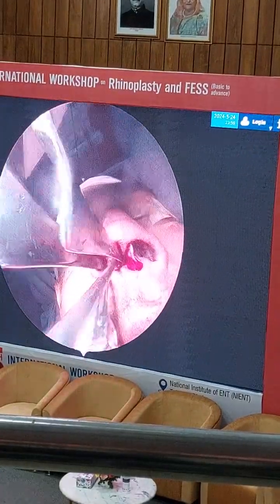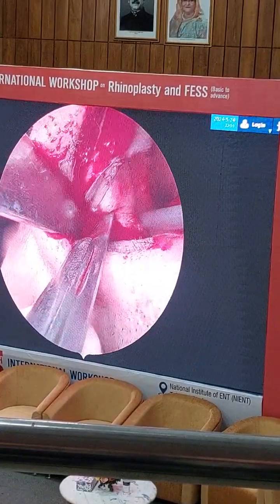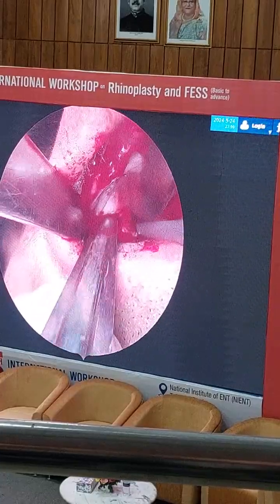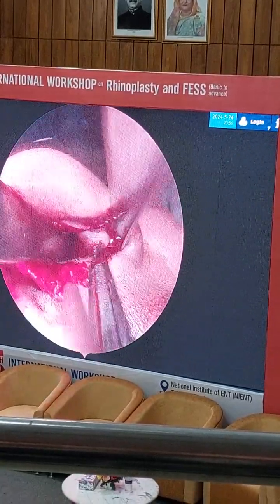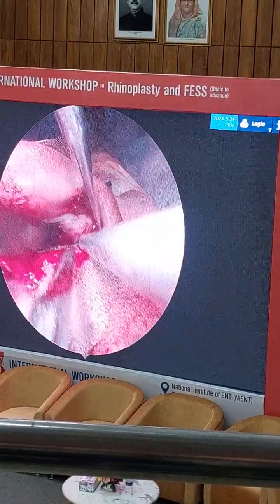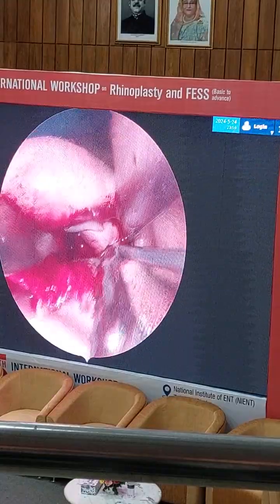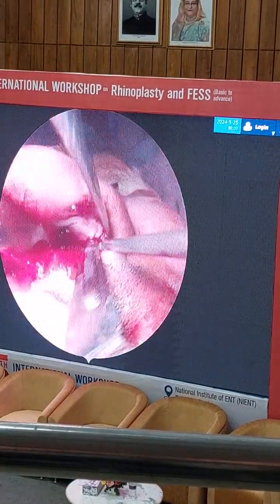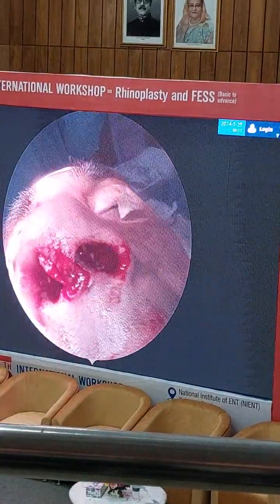So this is my inferior turbinate, and just lateral to this I make a 3 millimeter horizontal incision on this side, and you see the same on this side also. Suction. Just a 3 millimeter incision at the lower end of the piriform aperture. Piriform aperture is the bony opening of the nose.